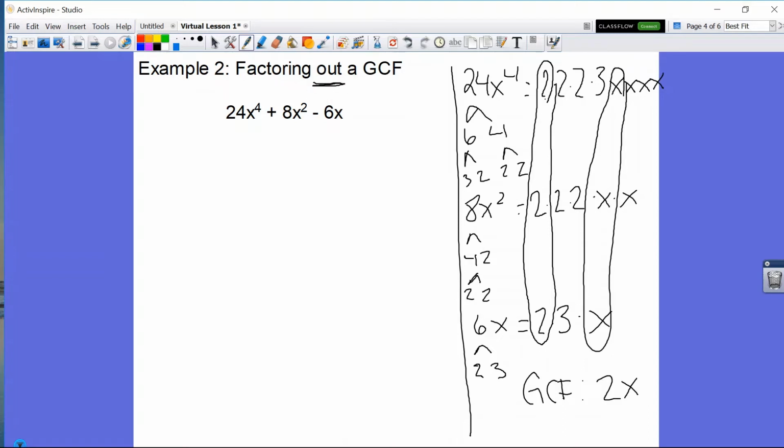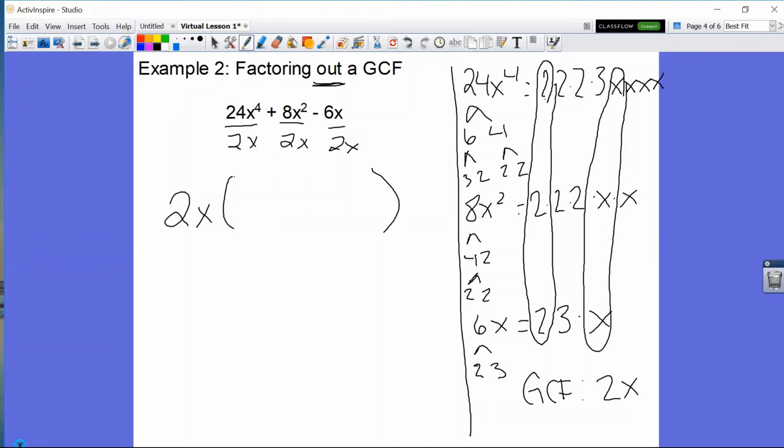Now this problem says that I need to factor out a GCF. So what that means is my final answer is going to have my GCF on the outside, a 2x, and then we're going to have whatever the result of dividing each term by the GCF inside the set of parentheses.